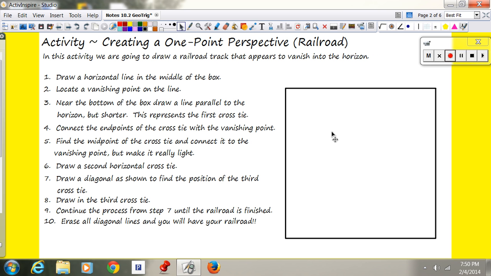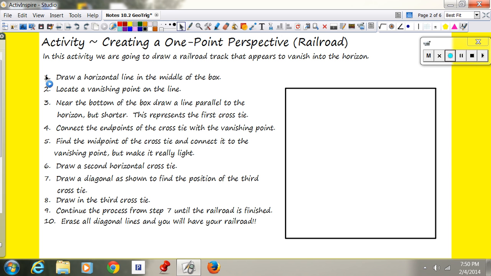So we're going to do a little activity. You are going to draw a railroad track that appears to vanish into the horizon. You've got your square here, so you're just going to do all these steps in the square, and I'll do them for you. You're probably going to need a ruler or a straight edge. You don't have to measure, you just need to have something that you can draw straight lines.